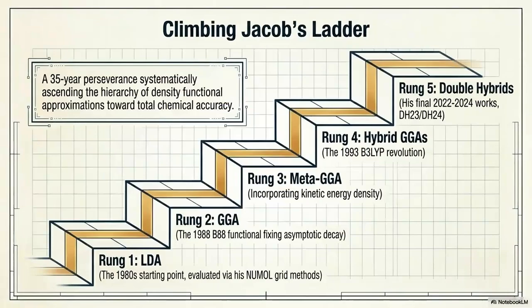Behold the 35-year climb toward total chemical accuracy. This slide, titled Climbing Jacob's Ladder, maps Axel Becke's systematic ascent through the hierarchy of density functional approximations. Starting at the base with LDA in the 1980s, we witness a relentless drive upward. Rung 2, the 1988 B88 functional fixing asymptotic decay.